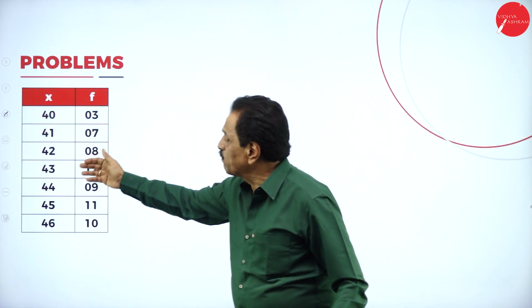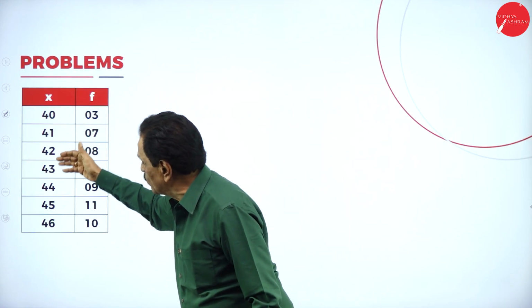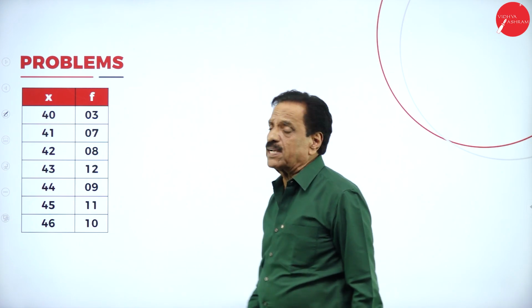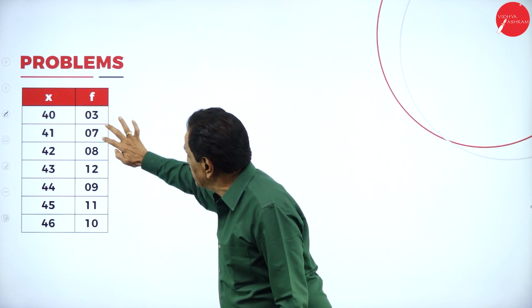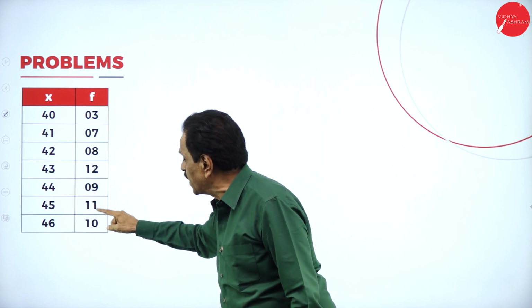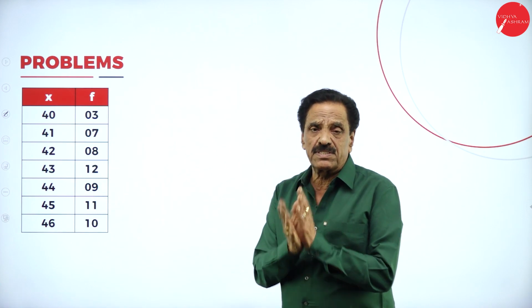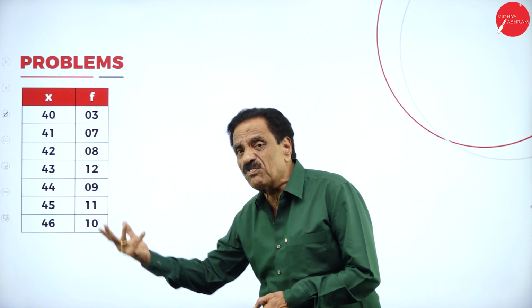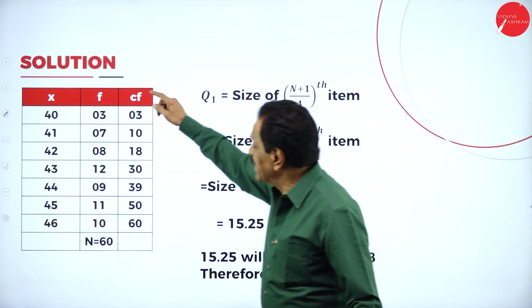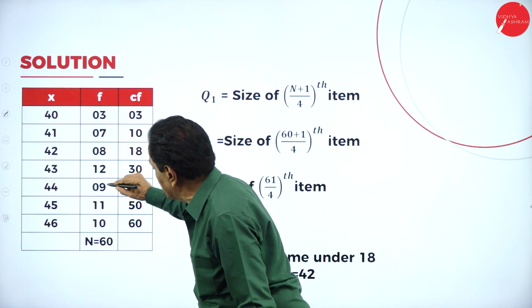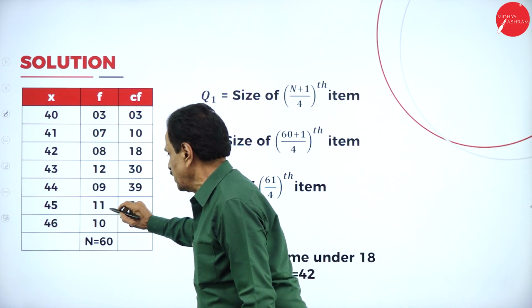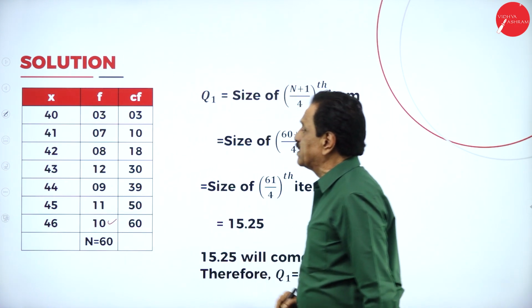So they have given the problem now: 40, 41, 42, 43, 44, 45, 46. They have given the frequency. See the frequency variation: 3, 7, 8, 12, 9, 11, 10. What is the first step to do? Add the frequency. Then you have to make the cumulative frequency. Here, add the frequency: 3 plus 7 is 10, 18, 30, 39, then 50, 60. Your total is 60.